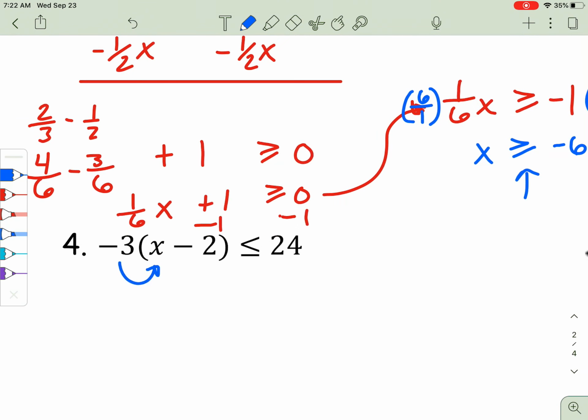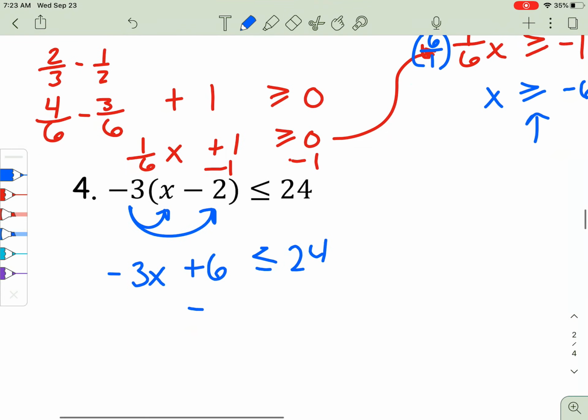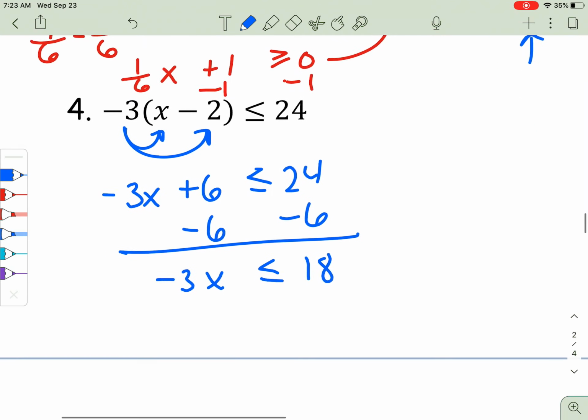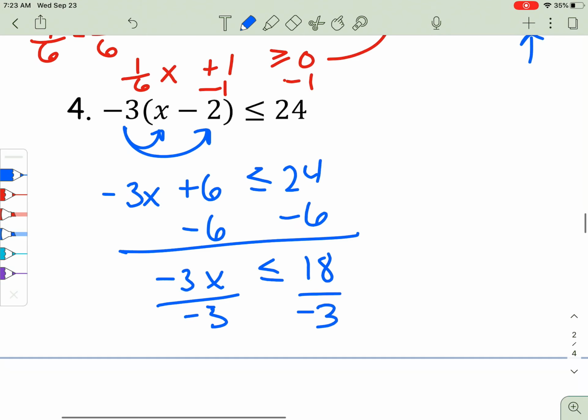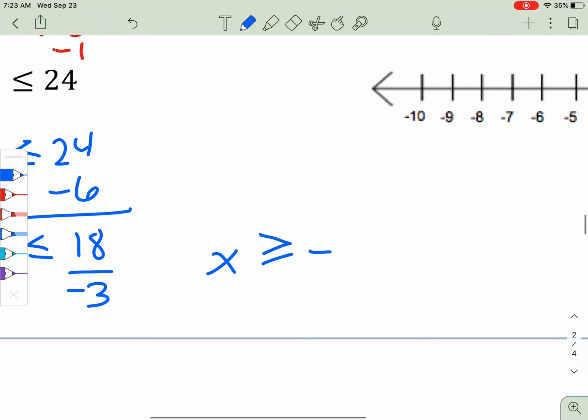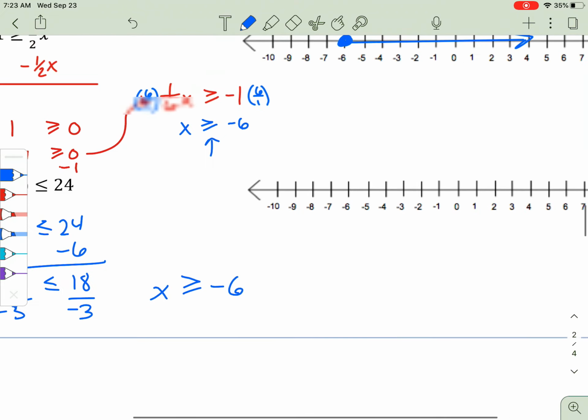Okay. All right, lastly, distribute on that. -3x + 6 ≤ 24. Subtract 6 from both sides. -3x ≤ 18. Divide by -3. Now be careful here because we're dividing by a negative. So x is, flip the sign, ≥ -6.